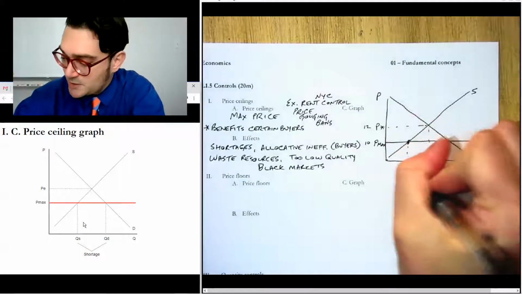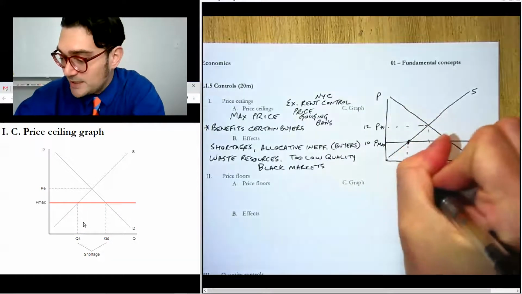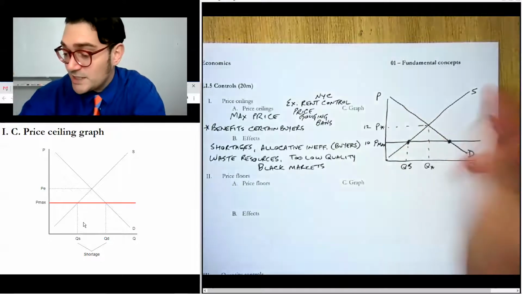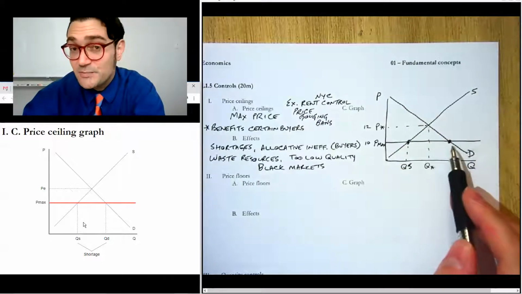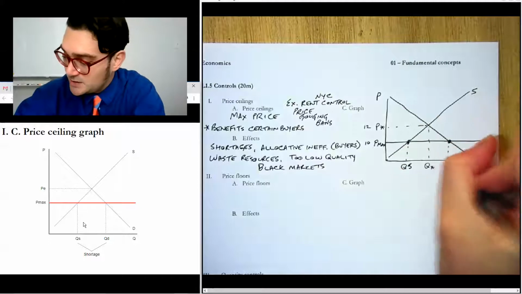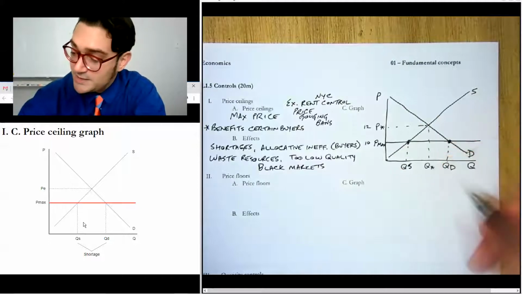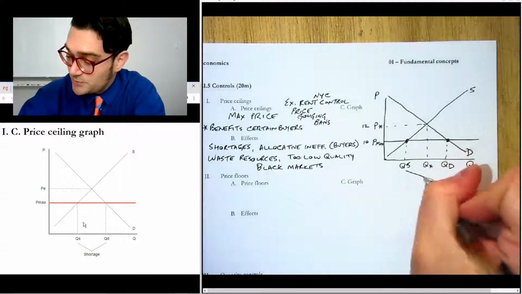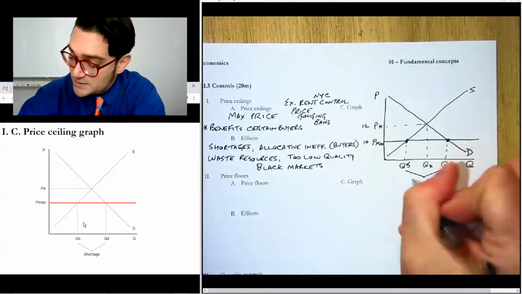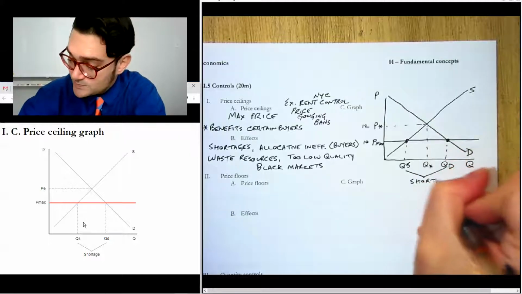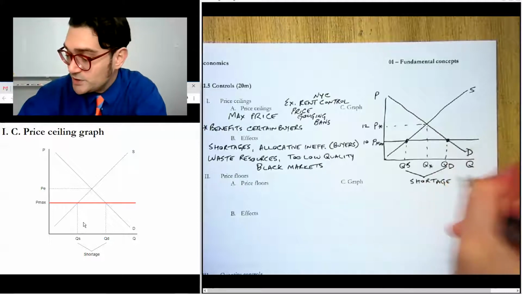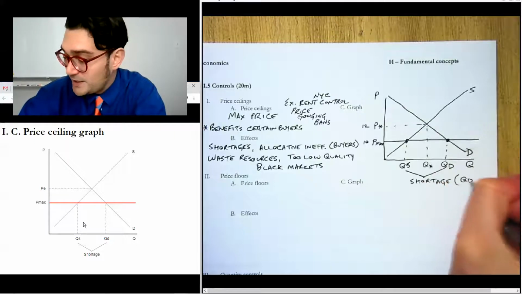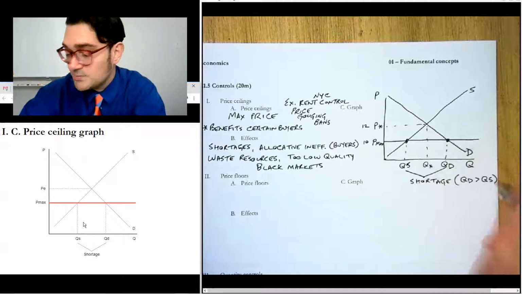So we're going to say QS, the quantity supplied. And then way over here at $10, that's the amount that people actually want to buy at $10. And that's quantity demanded. And so there's a difference between these two. And that difference is the shortage. Right? And a shortage is when the quantity demanded is bigger than the quantity supplied.